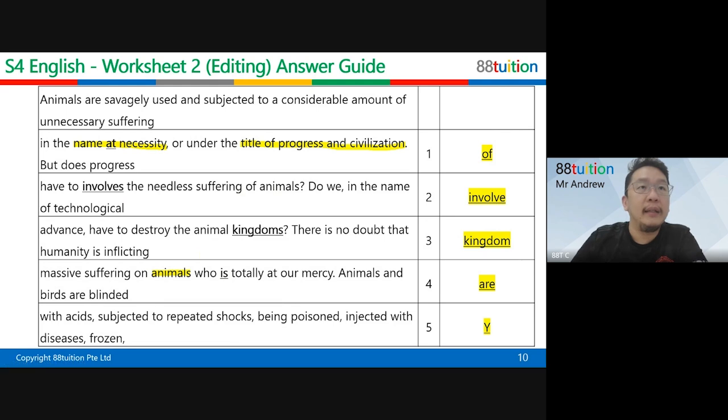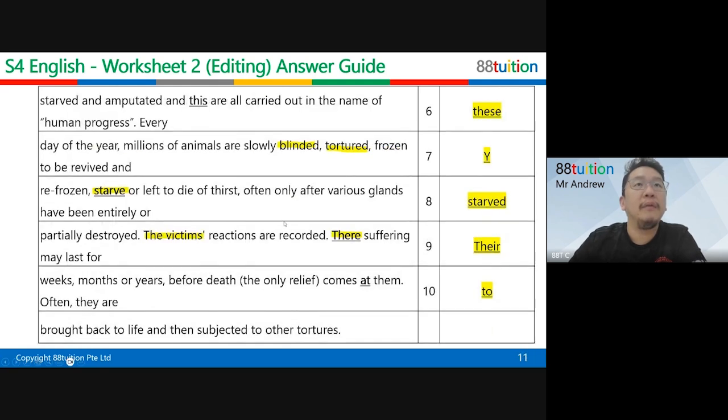And another one to take note of. Victims, more than one person. So we use the collective and we make it into their. Okay. Any questions for the editing bit? If not, I'll run into the narrative Compre bit.